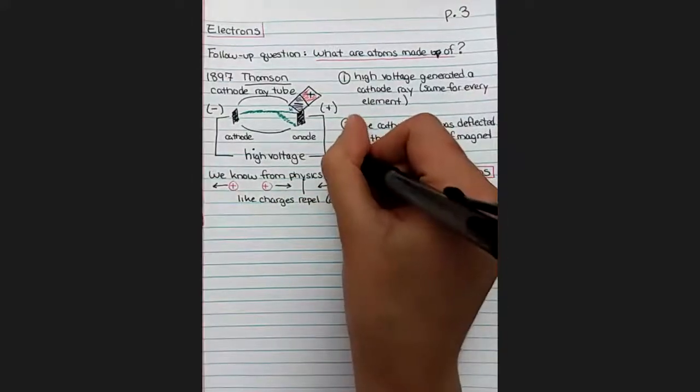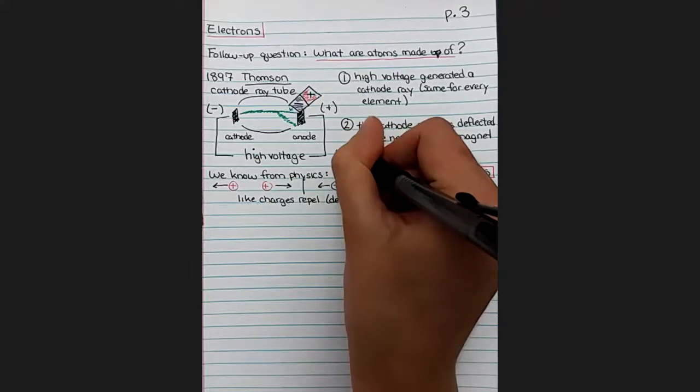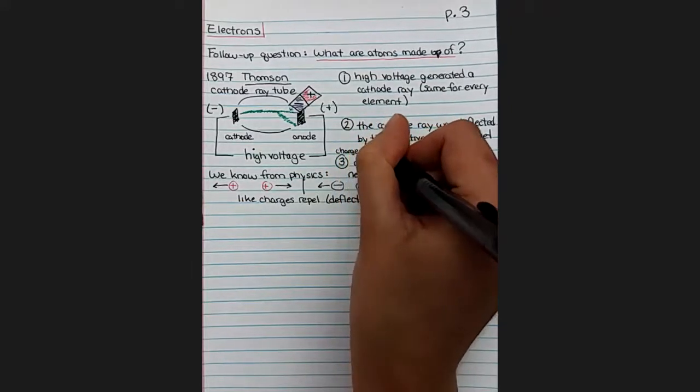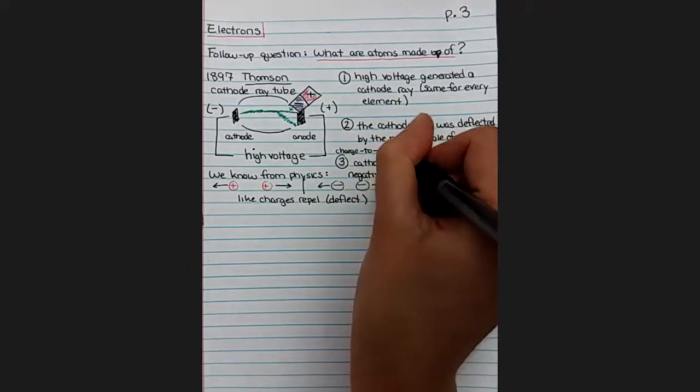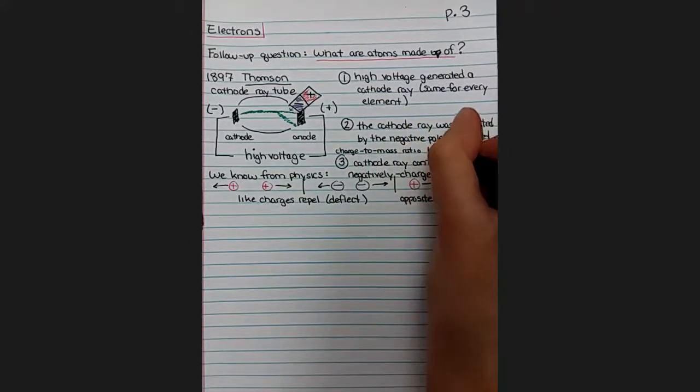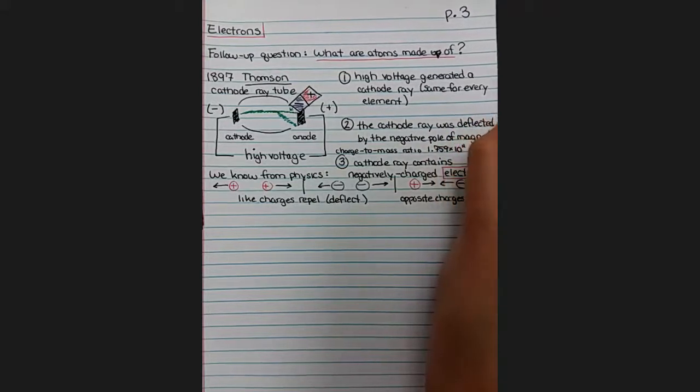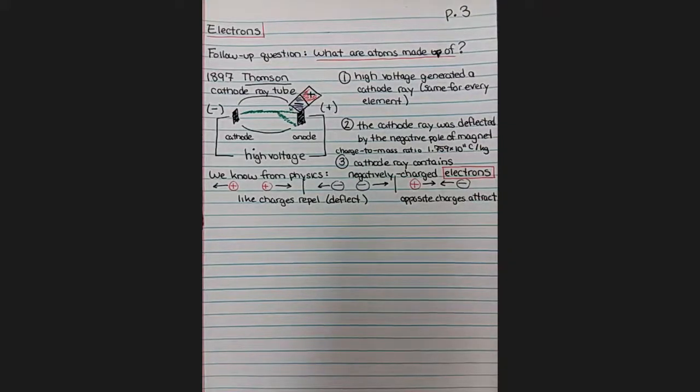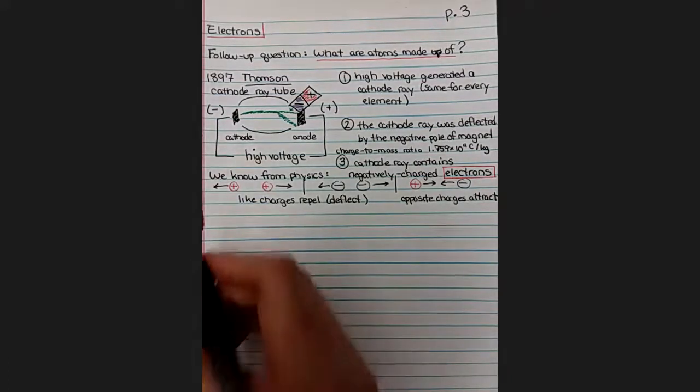And just for the sake of completeness, he also discovered the charge to mass ratio of this particle. So we'll add that in here. 1.759 times 10 to the 11th coulombs per kilogram. So he didn't quite figure out how much one electron weighed or how much it was charged, but he came up with the ratio of the two based on measurements.